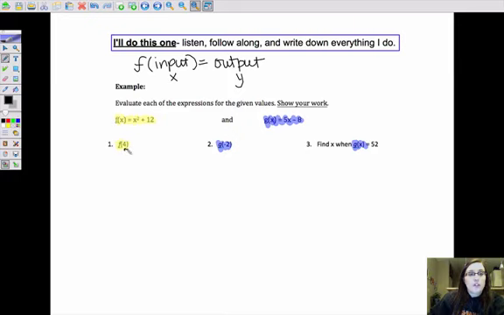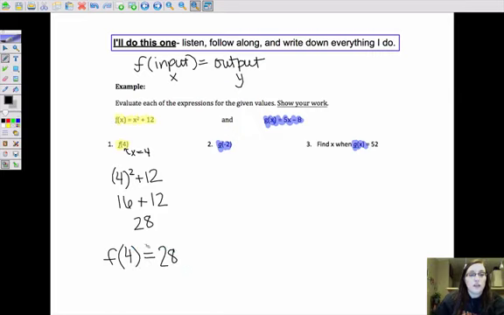That means I'm going to use a value of x equals 4 and try to find the output. So in my equation, I'm going to put 4 in place of x. I'll follow order of operations. I get the answer for 4 squared is 16. And then I add these two together, and I get 28. And then writing my answer in function notation, f of 4 equals 28, because an input of 4 has an output of 28.